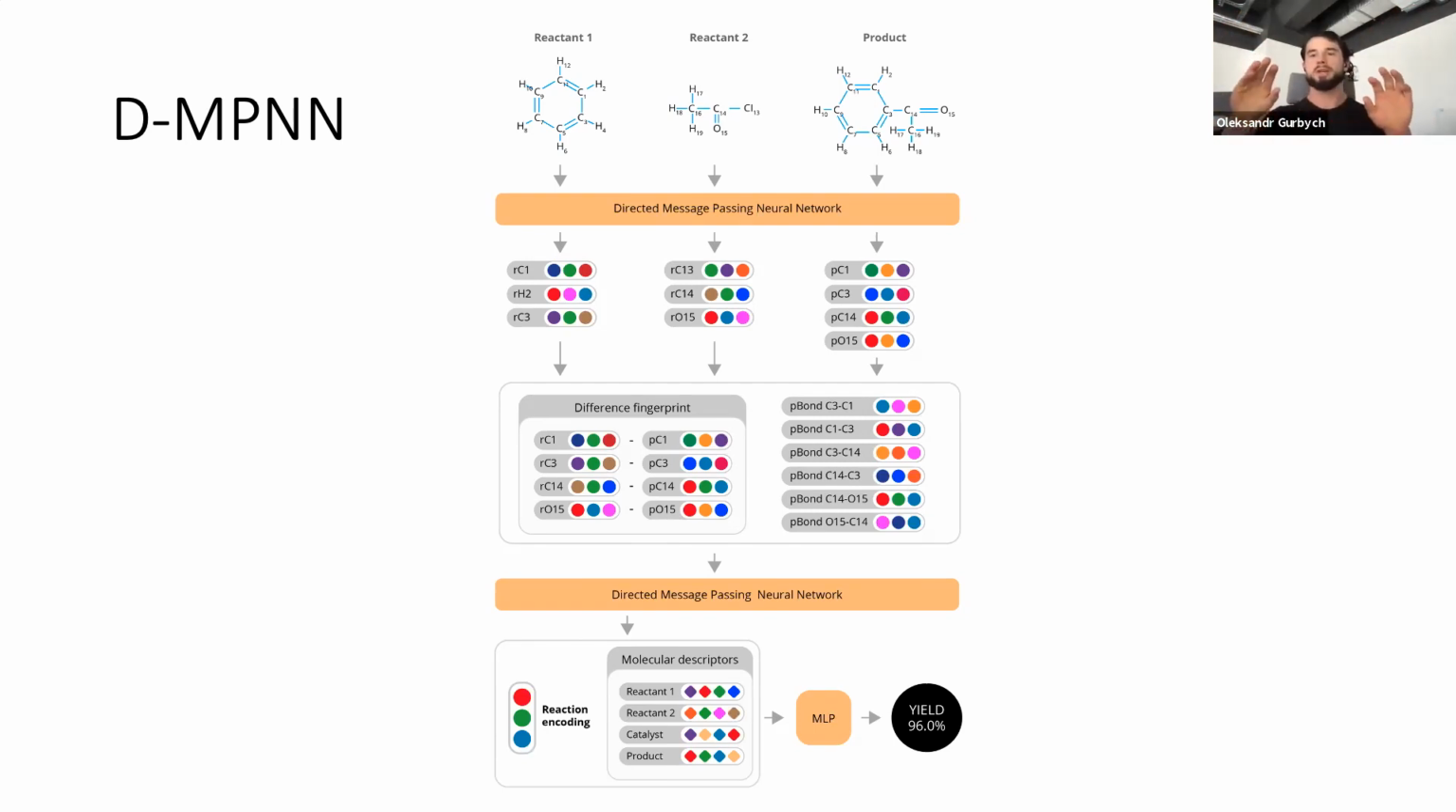We map how atoms moved and how bonds changed. And that's the essence of a transformation. And we use this as input to another DMPNN. And that other DMPNN outputs a smaller vector, which we call reaction encoding.